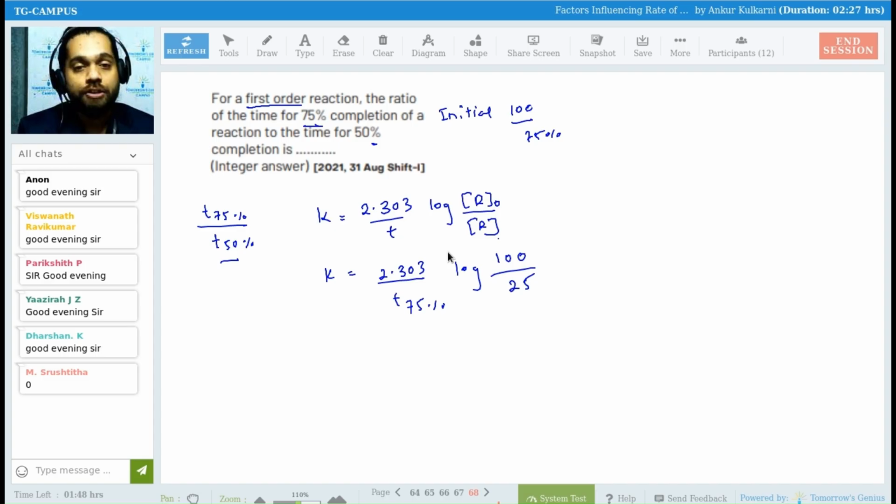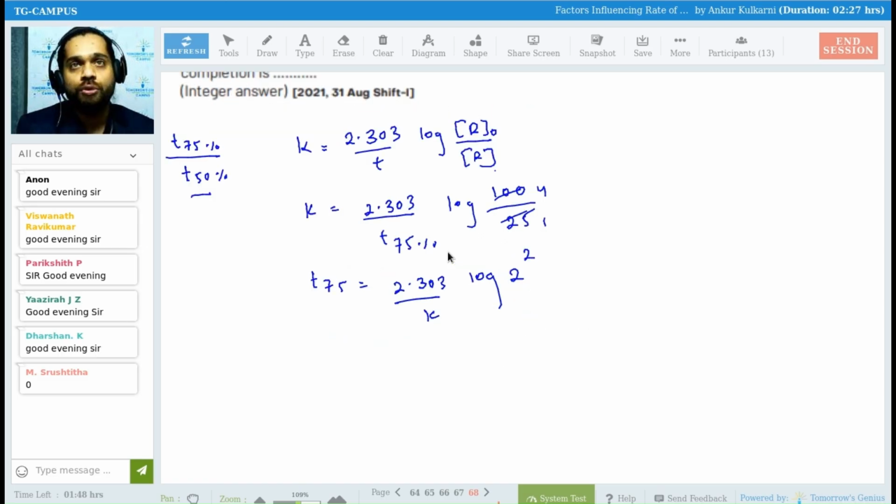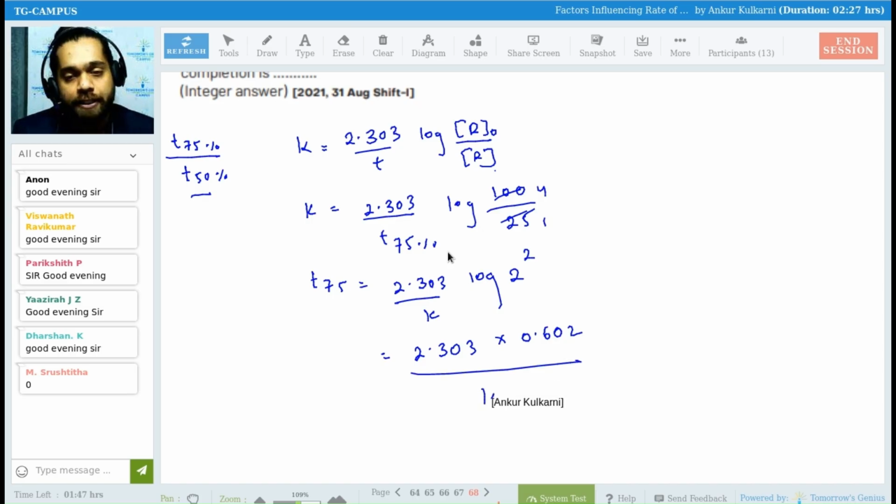So everyone, T 75% is 2.303 over K log of 100 over 25, that is log of 4. Log of 4 is nothing but log 2 square, so I can write it as 2 log 2. What is the value of log 2? 0.301. So it is 2.303 into 2 into 0.301, directly 0.602. Do not keep on multiplying, everything is going to get cancelled ultimately.